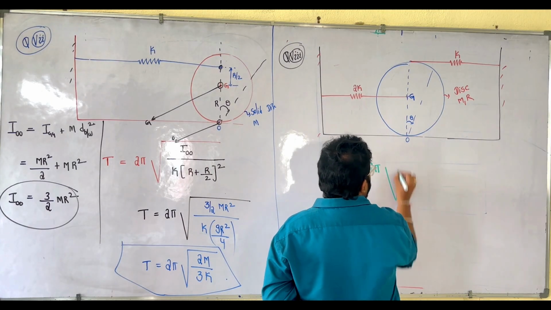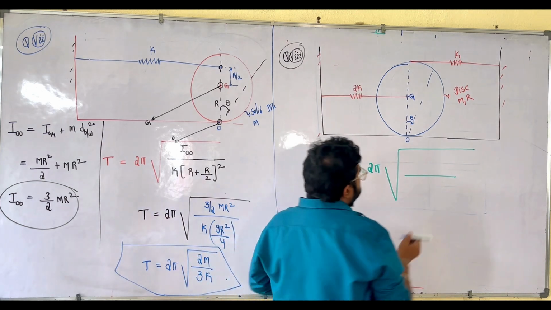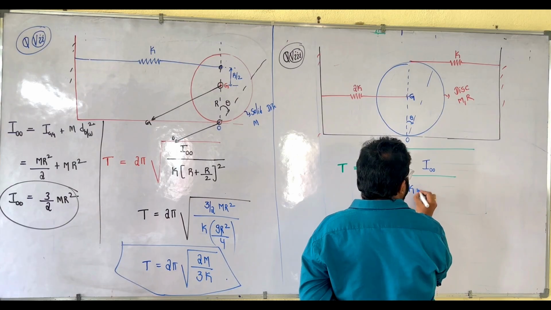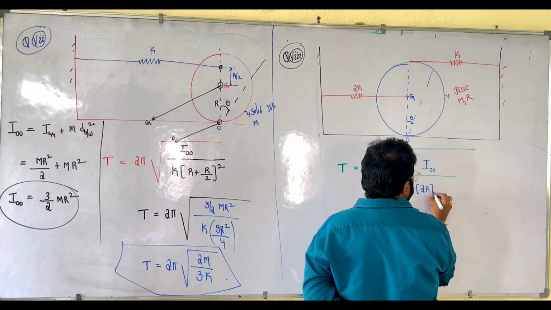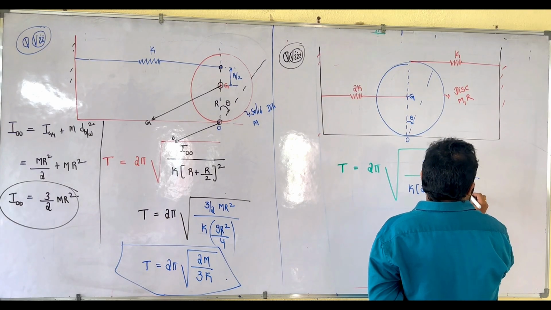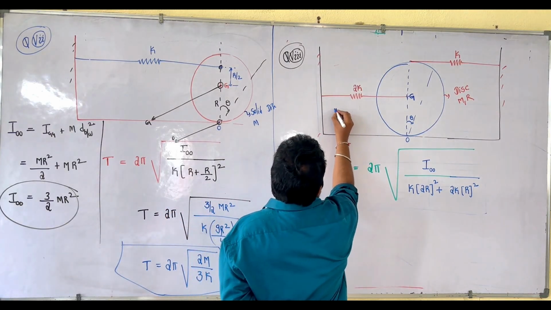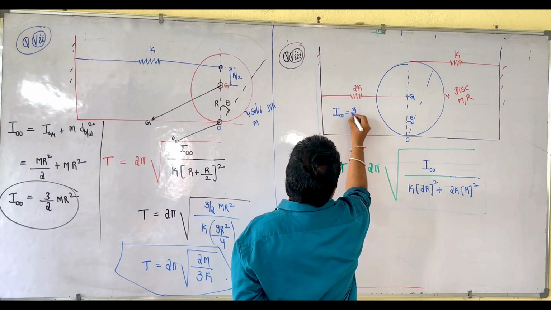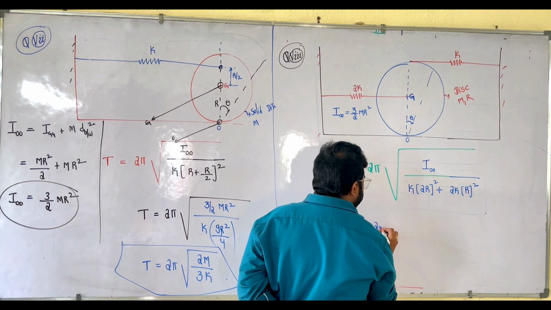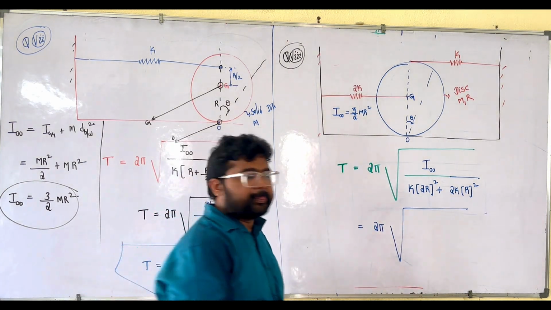2 pi square root of, what comes in the numerator? What comes in the numerator, I over, what comes in the denominator? K into 2r whole square plus 2k into how much? R square. What is I over here? I over equal to how much? 3 by 2 mr square.